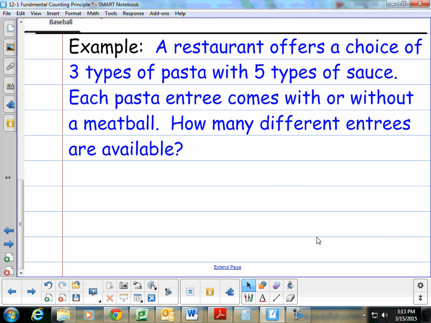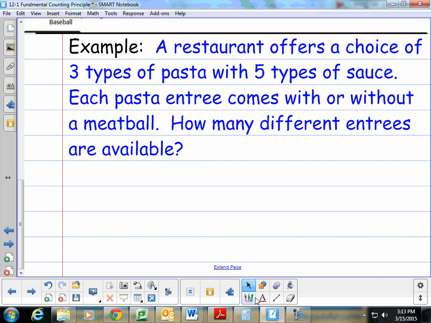Trying again, a restaurant offers a choice of 3 types of pasta and 5 types of sauce. Also, each pasta entree comes with or without a meatball. So how many different entrees are available? Originally you may start with wanting to make a tree, and I started to do this on my notes, and then I realized it was getting kind of messy and out of hand.